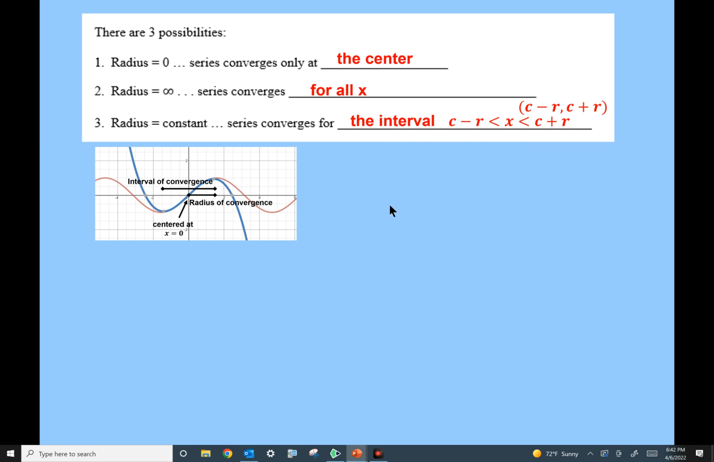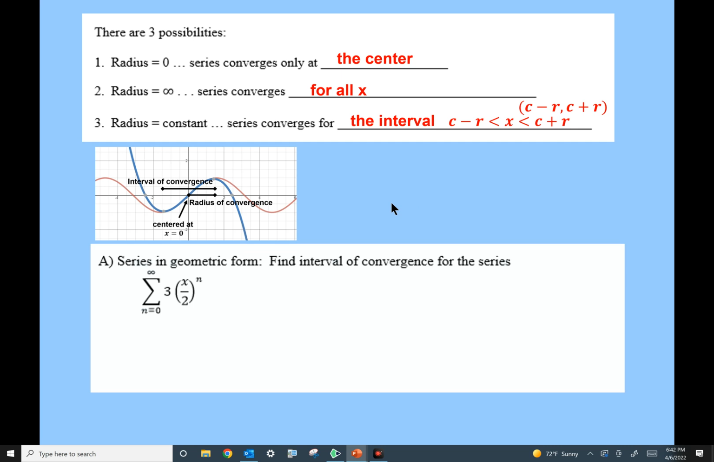So now we need to talk about how we find the radius. Is it 0? Is it infinity? Or is it some specific constant? There are 2 different kinds of series that we'll look at. If you recognize that it's a geometric series, right, it fits the geometric form, you have a times r to the n.